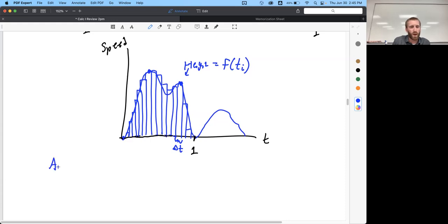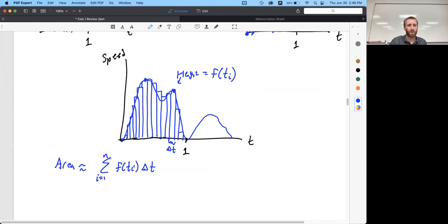And so then the area under the curve, which is representing how far did you actually travel, would be approximately equal to the sum of all of those rectangles' areas. And the rectangle's area is f of t_i times delta t. And if we have n rectangles, then we would add it up from i equals 1 to n.